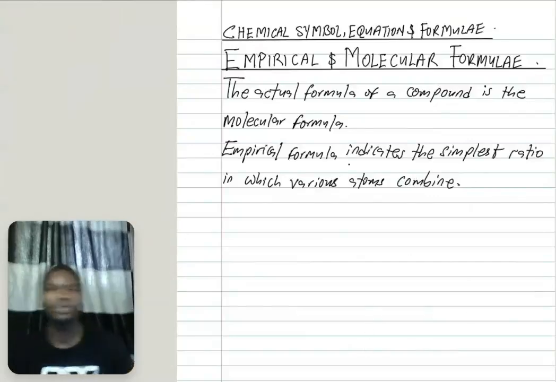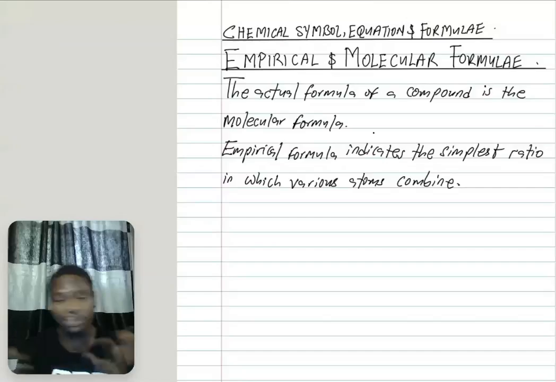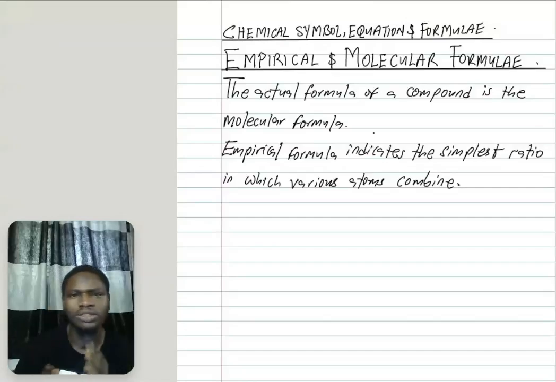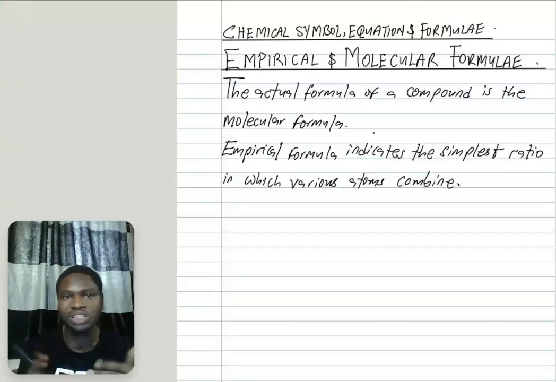Now, let's look at empirical and molecular formula. Let us just look at the overview here. Let's see what we are going to learn from it. The actual formula of a compound is its molecular formula. But when you look at the simplest ratio in which the atoms combine, that is the empirical formula.